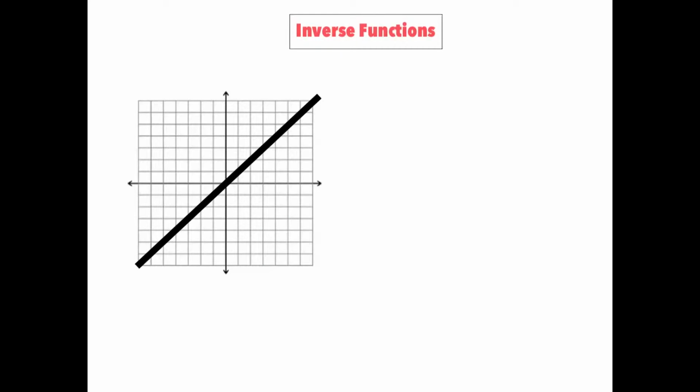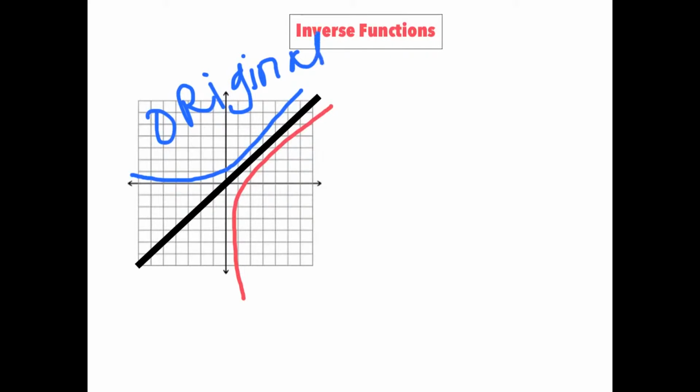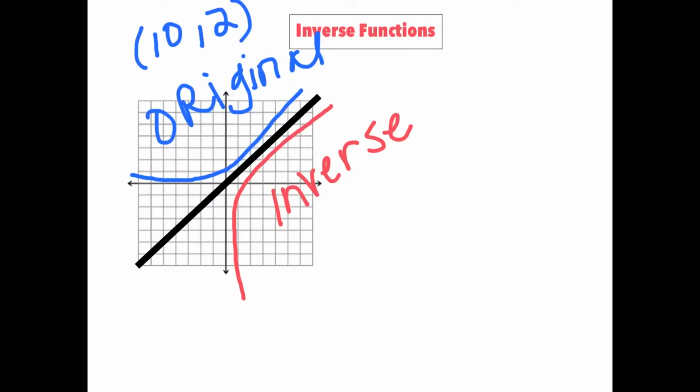Remember from the last video, when you graph a function and then reflect it over the y equals x parent linear function, you get its inverse. So here's the original function and there's the inverse. And the points of the original, like say it was (10, 2), the inverse is just the opposite, (2, 10). So the x became the y and the y became the x.